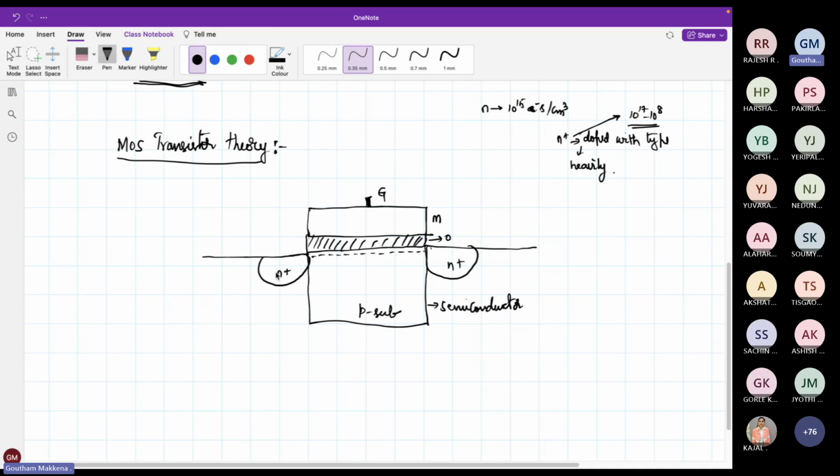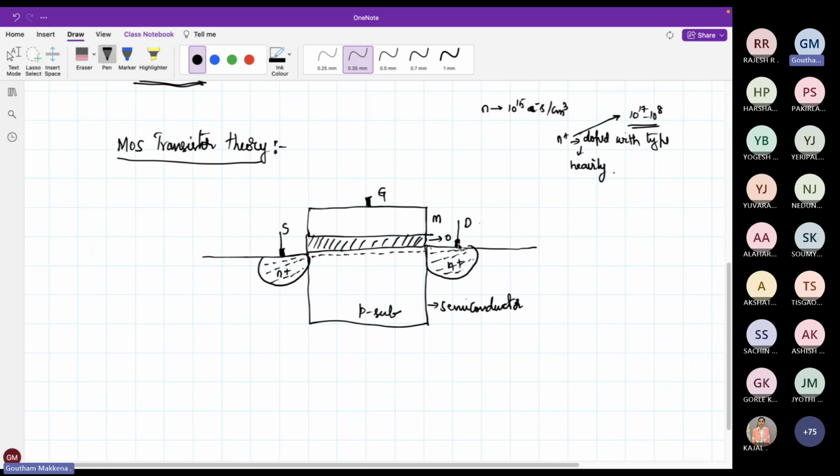So I take two regions. I call this region the source and this region the drain. This is also full of electrons, heavily doped. This is full of electrons. And because of the MOS capacitor, inversion has already occurred over here. And this is also full of electrons.